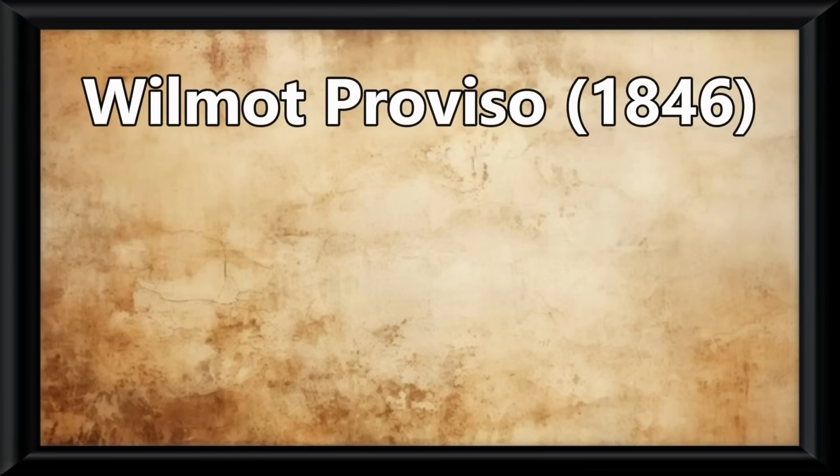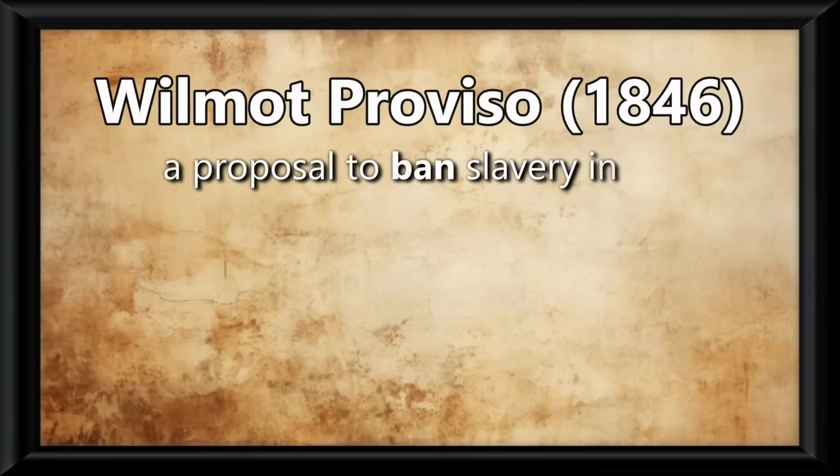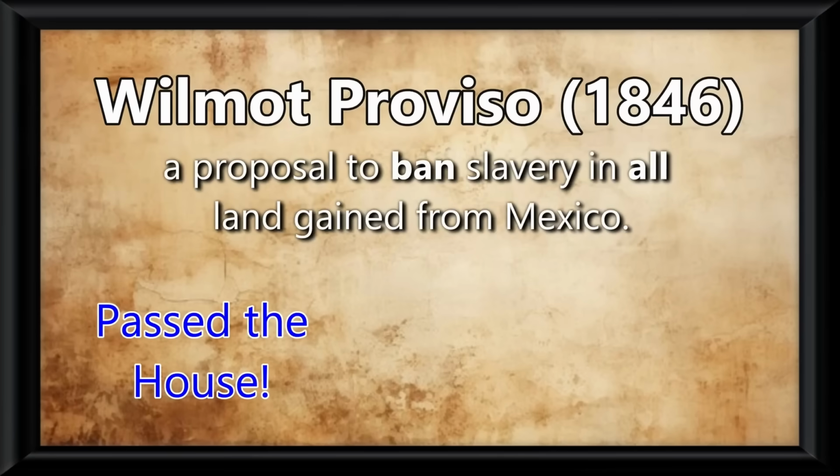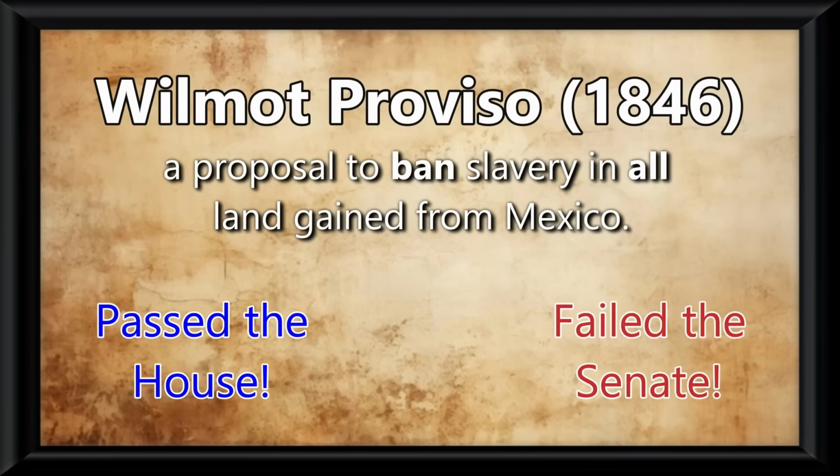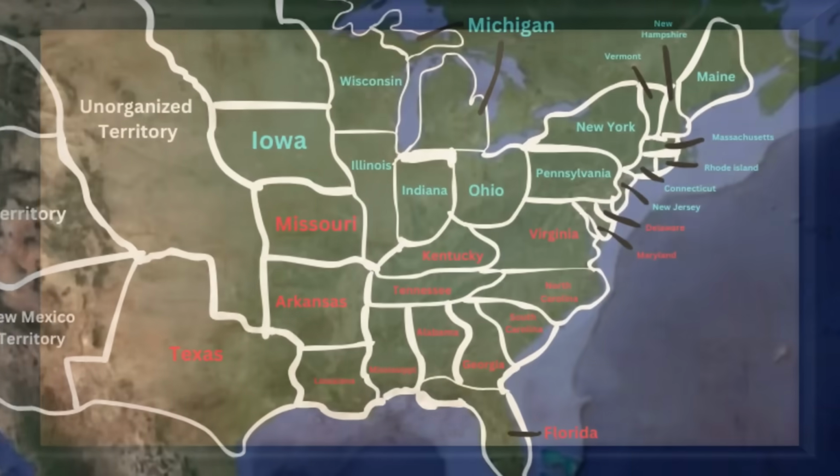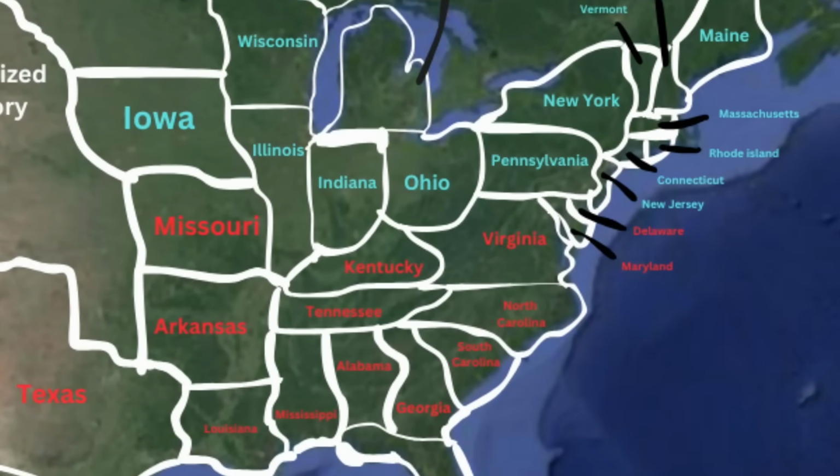There was an attempt to settle this issue early with something called the Wilmot Proviso. This was a proposal to ban slavery in all land gained from Mexico. It passed in the House where the North had more representation, but failed in the Senate where the South had enough power to block it. This failure only made sectional tensions worse, pushing the country closer to conflict.